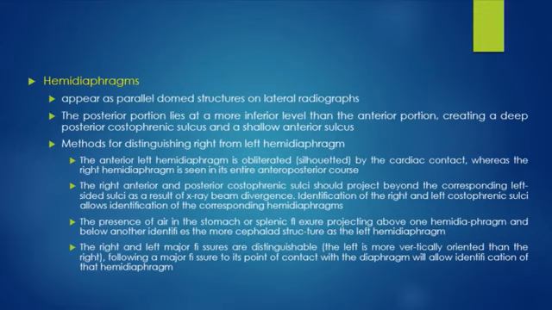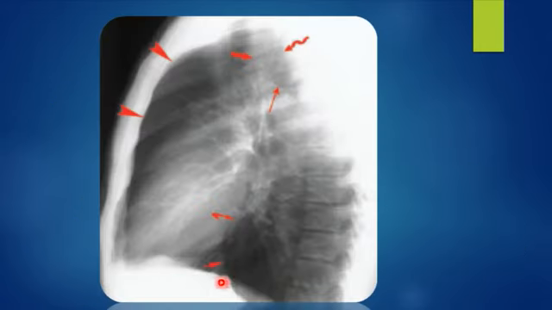Hemidiaphragms appear as parallel dome structures on lateral radiograph. The posterior portion lies at a more inferior level than the anterior portion, creating a deep posterior costophrenic sulcus and a shallow anterior sulcus. Methods for distinguishing right from left. The right hemidiaphragm can be traced till the sternum, while the left, the lower end of the hemidiaphragm is not seen. So the left side cannot be traced because the anterior portion has been silhouetted by the heart. So the one which is not completed, cannot be traced, is the left.